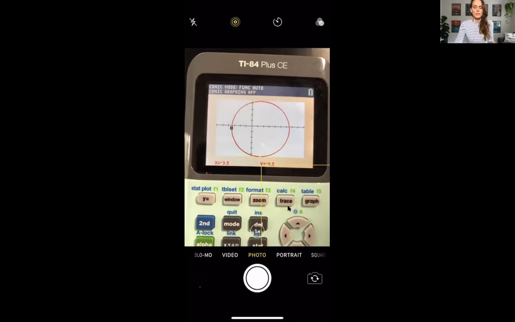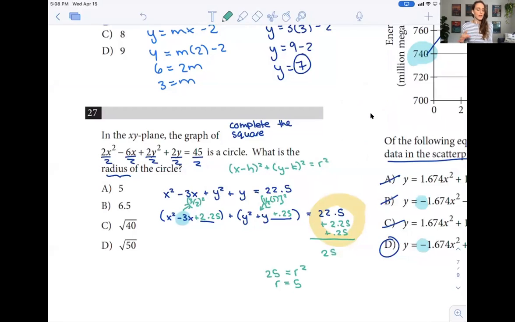Oh, I'm moving the cursor by pressing trace first at the top of the calculator. That's how I move the cursor. If you don't press trace first, the cursor won't move. It's kind of sneaky. And if you are in an Algebra 2 class, you may want to explore that app a little bit further because they do other conics too, like horizontal parabolas and things you may not see on the SAT, but that you would see in a math class.